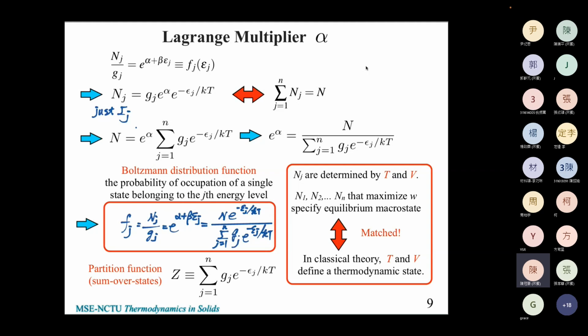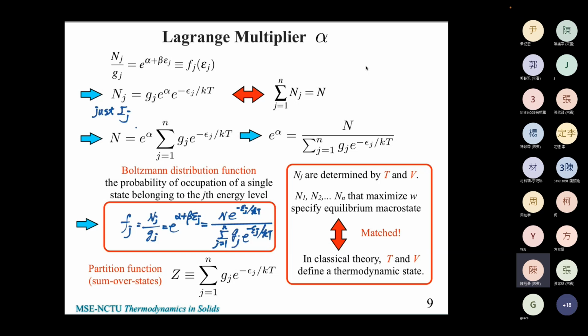And you can see that this one is actually the sum over states. It's sum over states. So we can say this is the partition function Z here. Okay. So now we have really done the calculation for the Boltzmann statistics and the distribution.